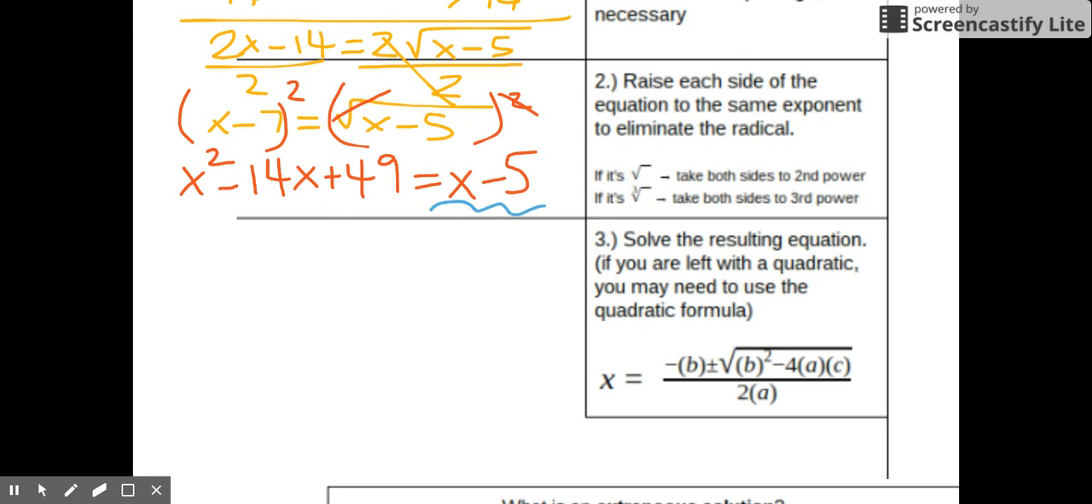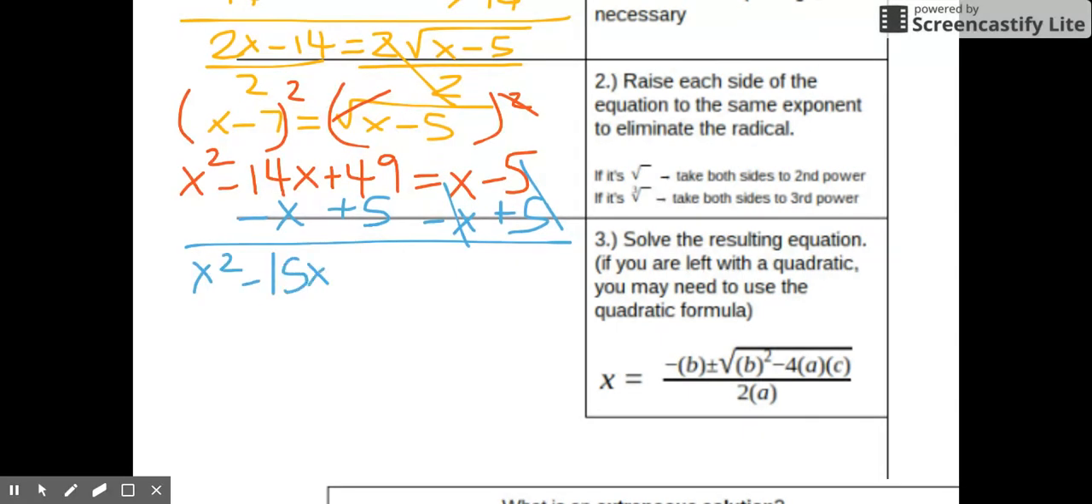So that means we're going to move these terms right here. So I'm going to subtract x, and I'm going to add 5, okay, and see what I come up with. So that'll cancel out, so I have x squared minus 15x, and that's going to give me 54 equals 0. Now that it's equal to 0, I have my a, which is 1, my b is negative 15, and my c is 54.